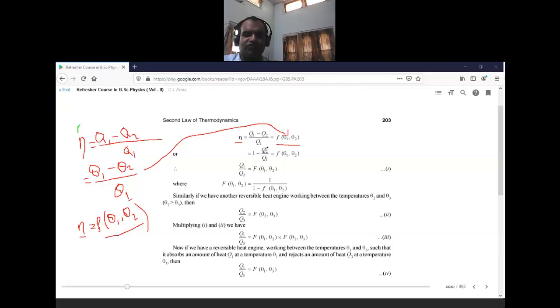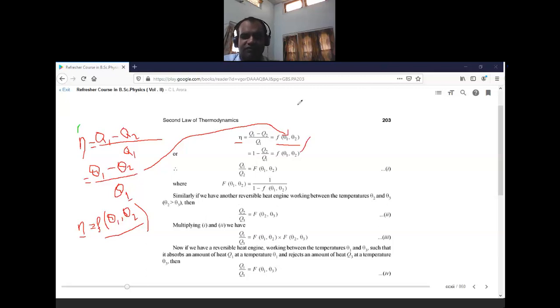So q2 by q1 is 1 minus f theta 1 theta 2. Therefore, q1 divided by q2 is equal to 1 divided by small f theta 1 minus theta 2. Okay, let me write so that you don't get confused.